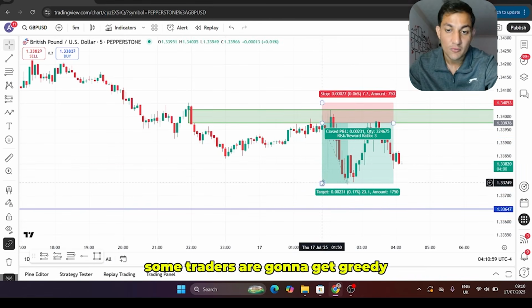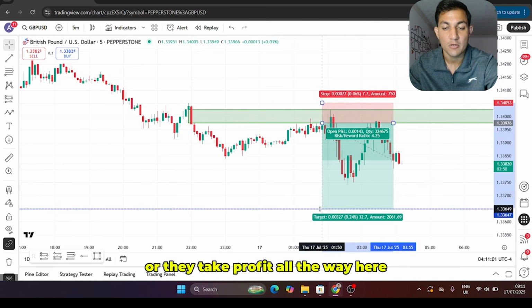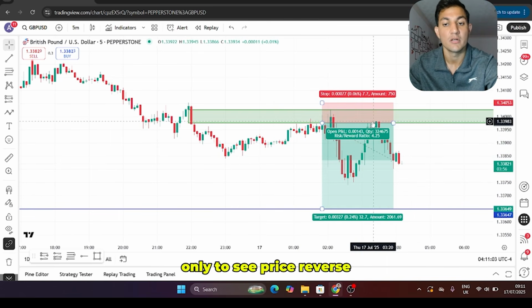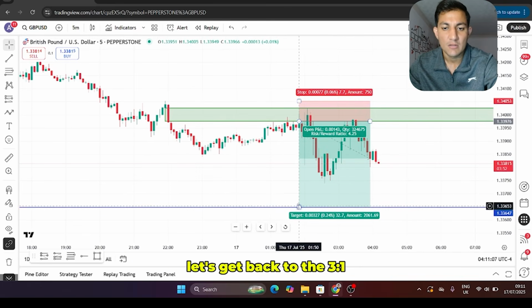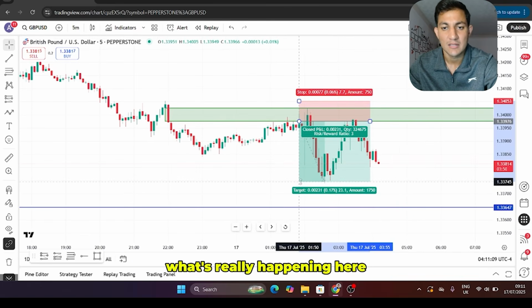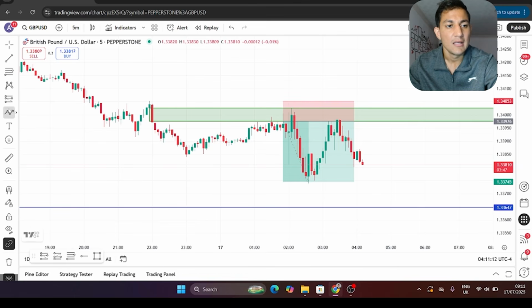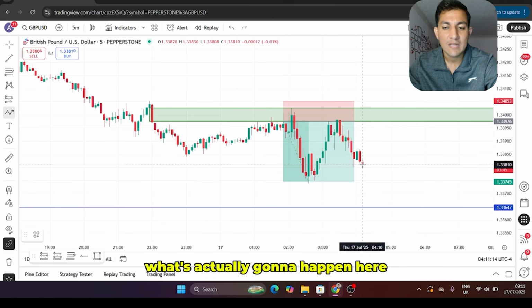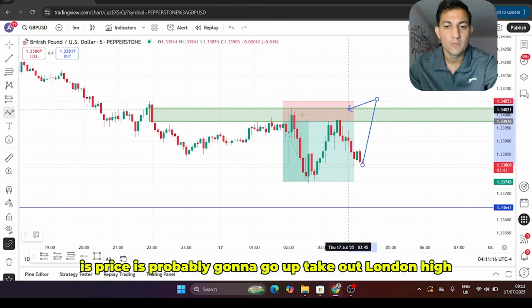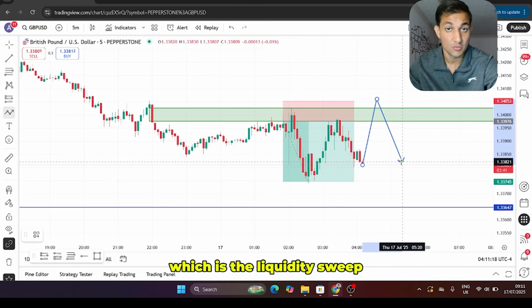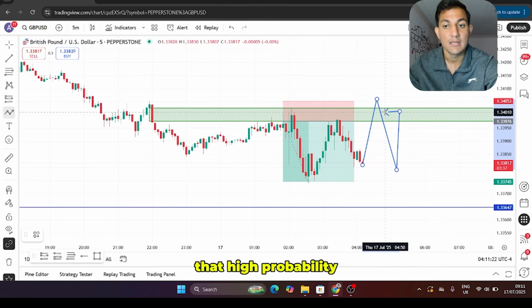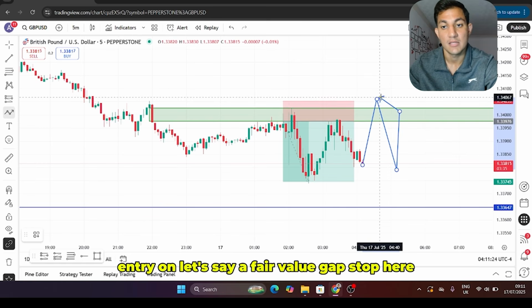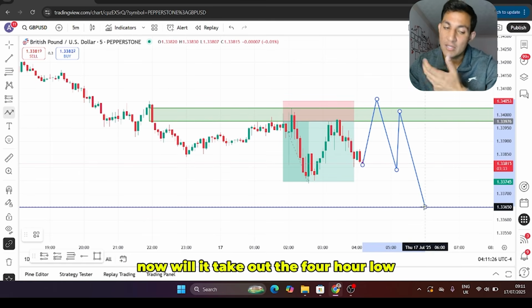Some traders are going to get greedy, they're going to put their stop or their take profit all the way here, only to see price reverse. And I know it doesn't take you out here, but what's really happening, and this is super important, is as day traders and scalpers, price is probably going to go up, take out London high, which is the liquidity sweep, and then give New York traders that high probability entry on, let's say, a fair value gap stop here, and then they can ride price down.